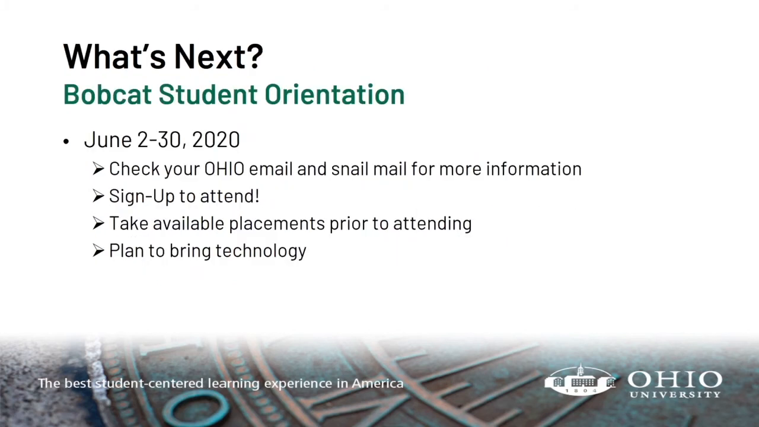So thinking about what's next, we have Bobcat Student Orientation. It is the entire month of June, 2nd through the 30th. You'll receive emails to your Ohio University email, as well as mail sent through the U.S. Postal Service. You'll sign up to attend orientation for the day-and-a-half program.